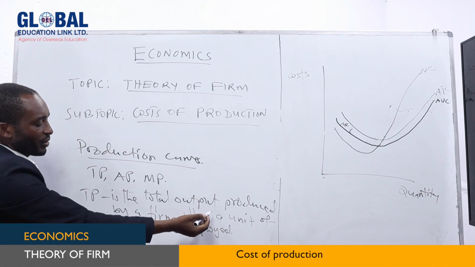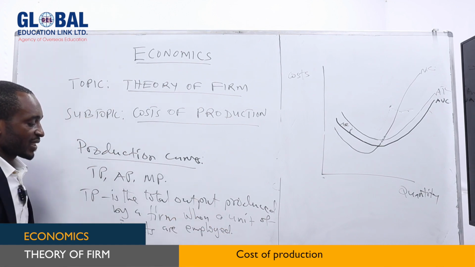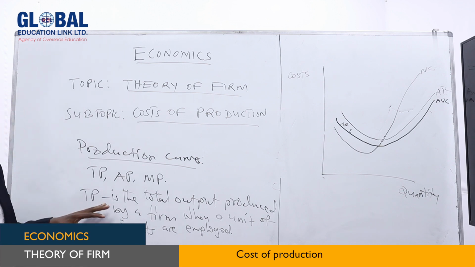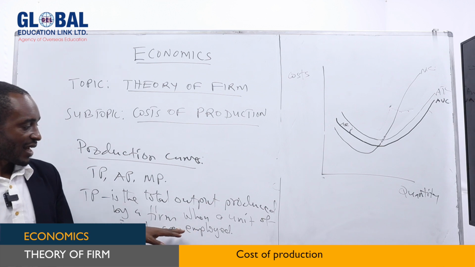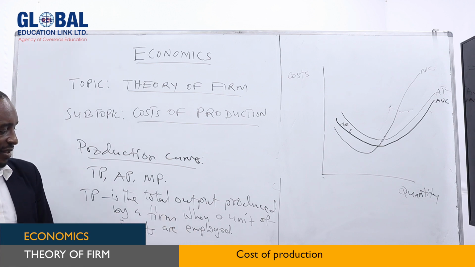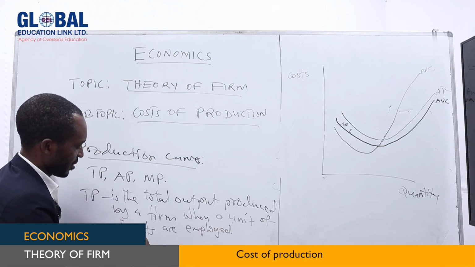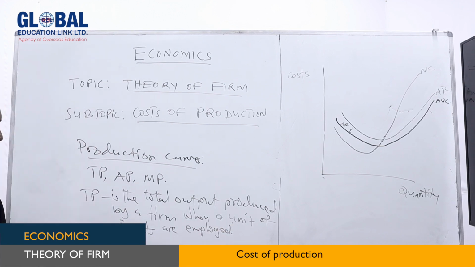So total product is the same as the total output that a firm produces when it uses a certain amount of input.